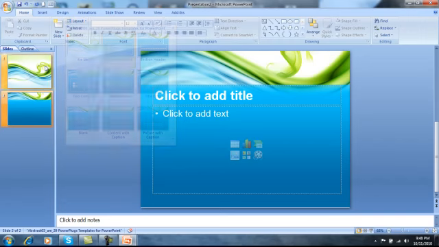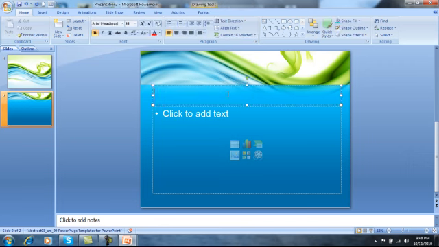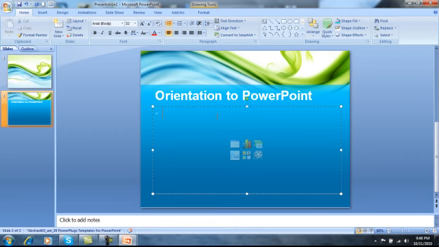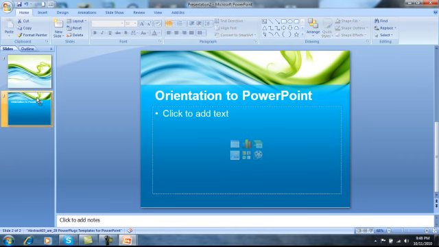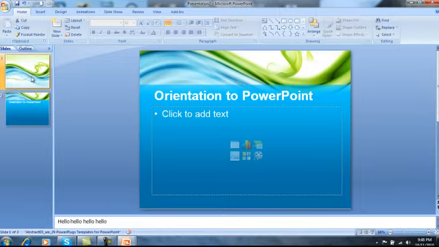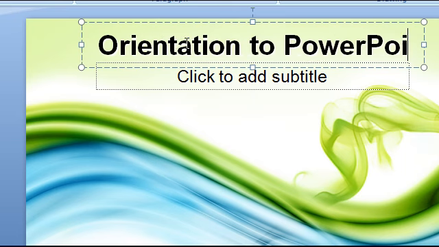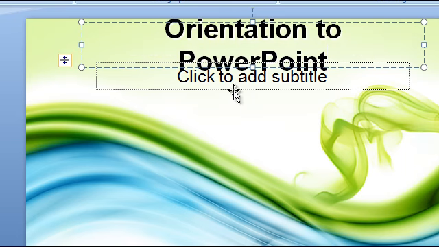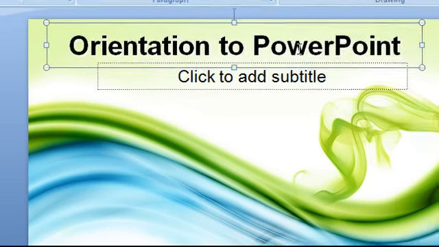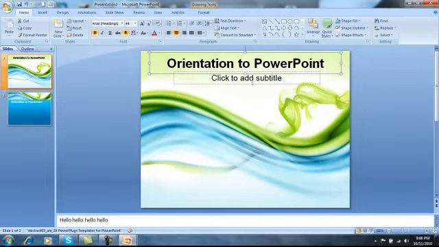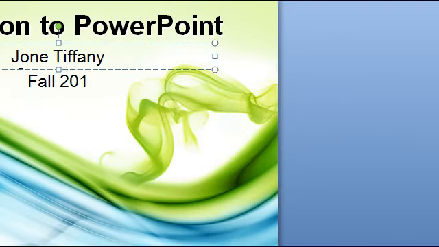So let's select the title slide here. And so we can click on this first box, and we can type in there Orientation to PowerPoint. And then I'll click, whoops, we're on the wrong slide, sorry. Orientation to PowerPoint. And you can see how it goes on two different lines. So you can hover over this side and pull it so it widens out so it's all on one. And then I can type my name, fall 2010.